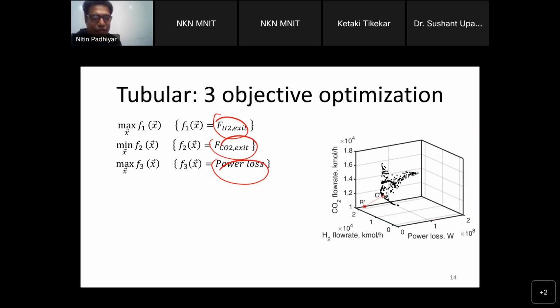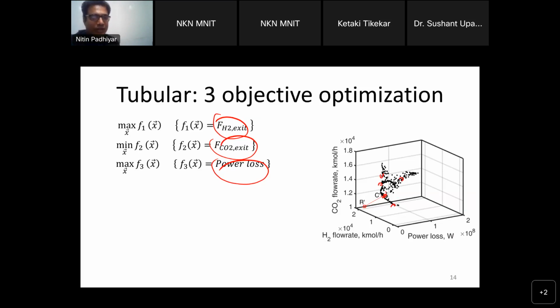Each of these points is a designed reactor, right? And depending on my preference, how much power loss I want to manage, how much hydrogen I want to produce, and how much carbon dioxide emission I can afford, accordingly, I can choose any of these points. So getting this menu, considering all the 3 functions, all the 3 criteria, is, I tell you, very, very important.